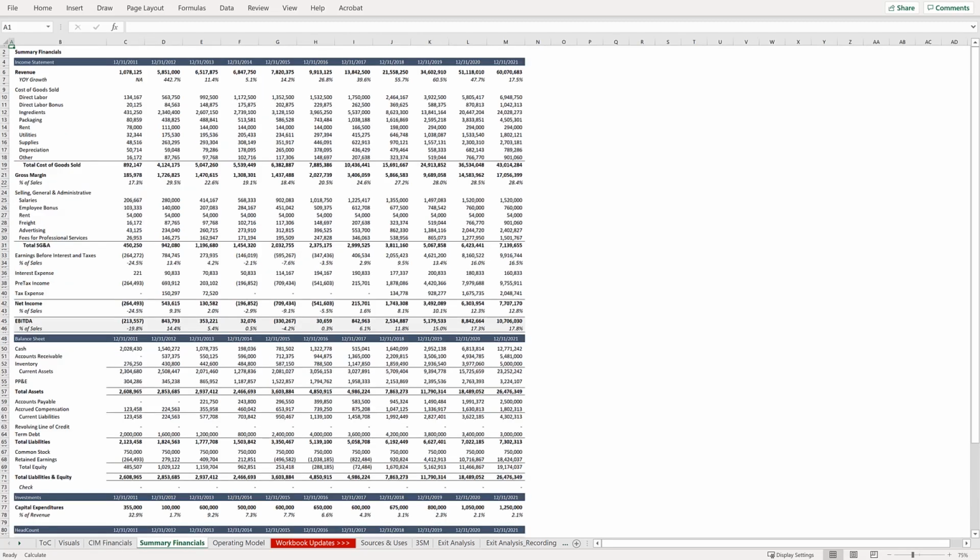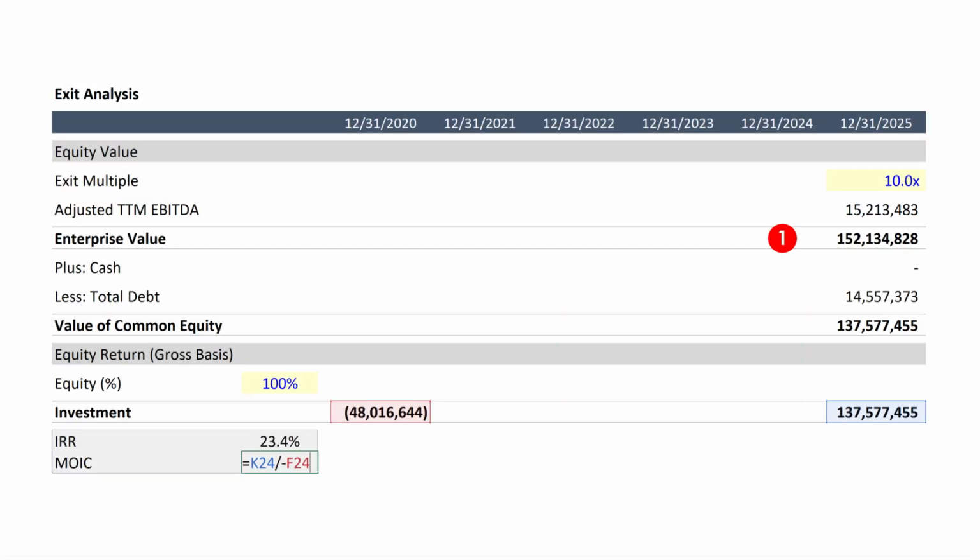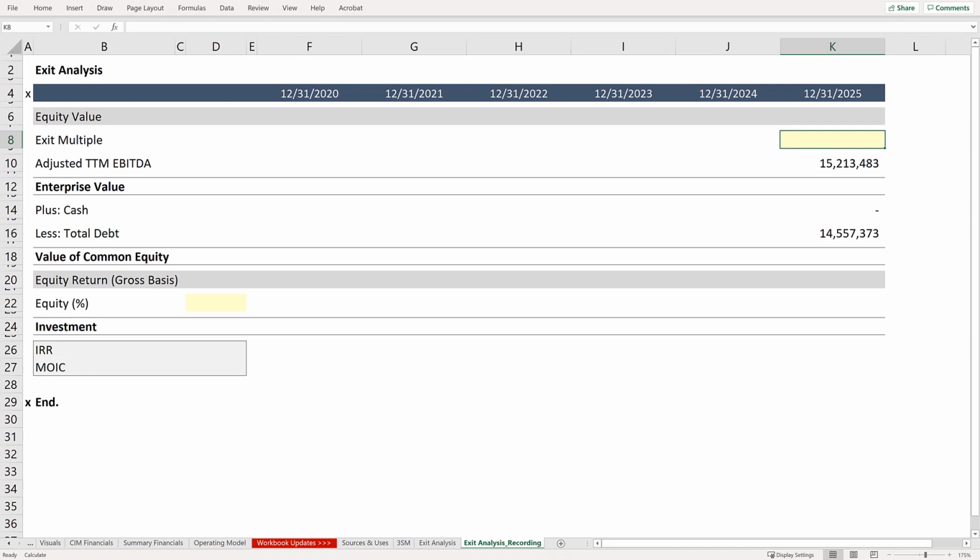To develop the framework required to measure potential returns for this investment, we need to do three things: calculate enterprise value, calculate the value of common equity, and finally, determine the implied internal rate of return, or IRR, and multiple of invested capital, or MOIC. So let's start with calculating enterprise value. Per the introduction, enterprise value can be calculated by taking the product of the EBITDA exit multiple and the company's exit year EBITDA. So in the schedule, you see that enterprise value is equal to the product of the values in cells K8 and K10.